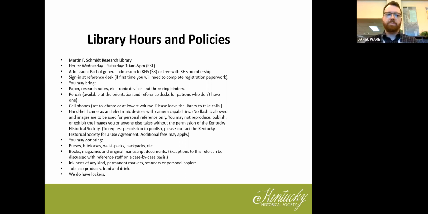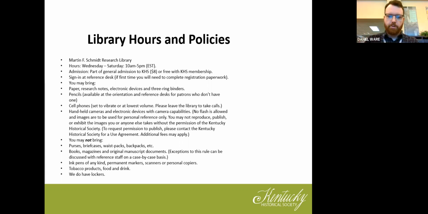Typically, the things you can bring would be paper, research notes, electronic devices, and potentially binders depending on the size, and pencils, because we typically don't like pens, just in case there's an accident. We do have pencils available at our main reference desk and on some of the tables as well.